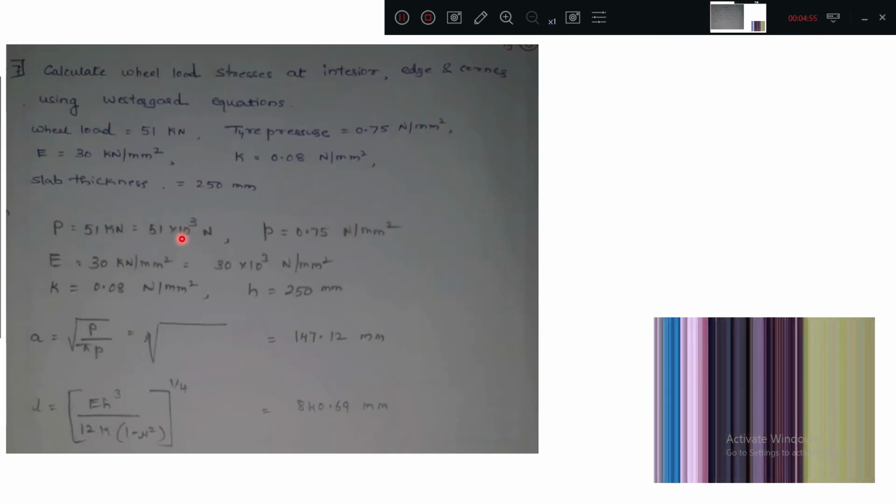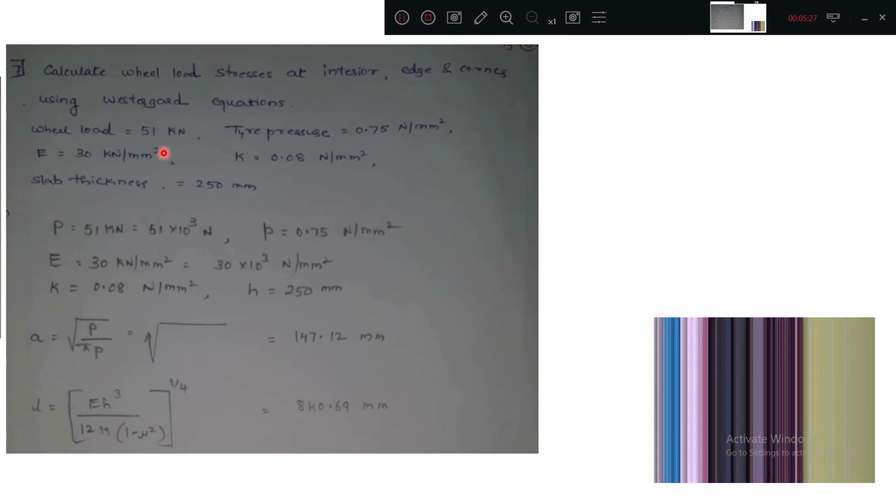In this one, the question is to calculate the wheel load stresses at interior, edge, and corner using the Westergaard equation. This problem has appeared so many times. Remember the values: 51 kilonewton, they will give 5100 kg. They will give K equal to 0.08 Newton per mm square, or K equal to 8 kg per centimeter square. Slab thickness 250 mm, they will give 25 centimeter. So many times it has appeared.